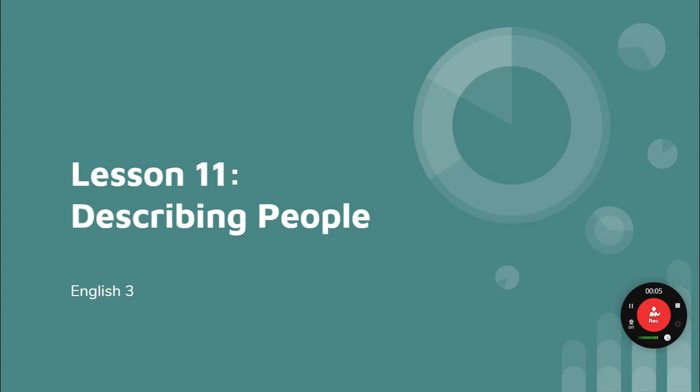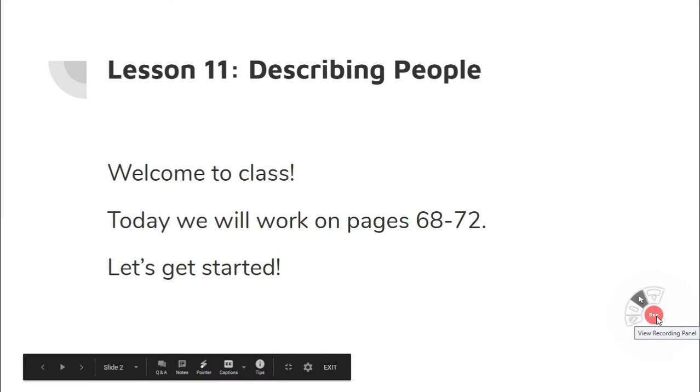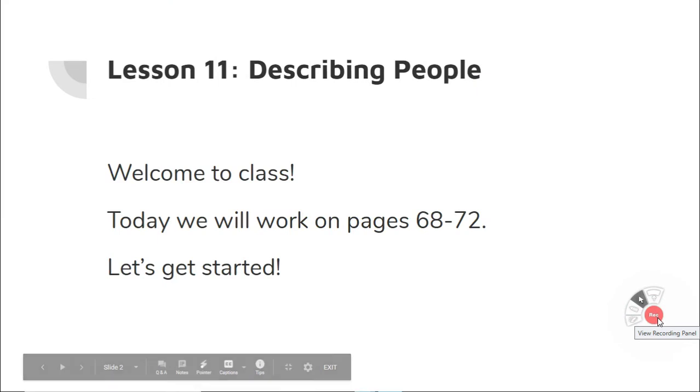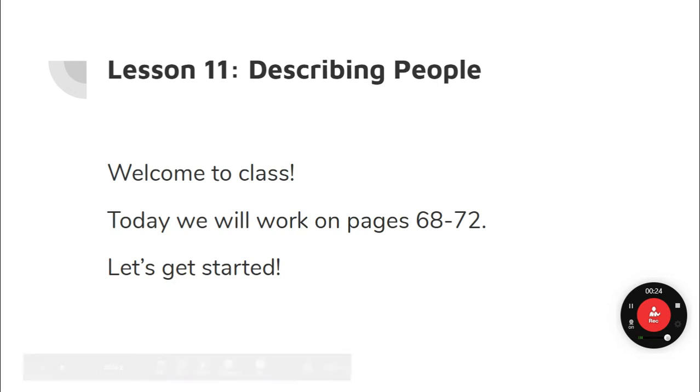Welcome to English 3, Unit 9, Describing People. We are on page 68. Let's get started. We're going to do pages 68 to 72 in this lesson. Then we're going to finish off the chapter in the next lesson. Let's get started.